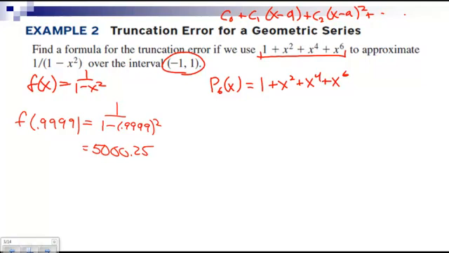Tack another 9 on there and see what happens. Actually, what I would be interested in is what would happen if in P6 I put in 0.9999. What do I get? Let's find out. 1 plus 0.99 squared.